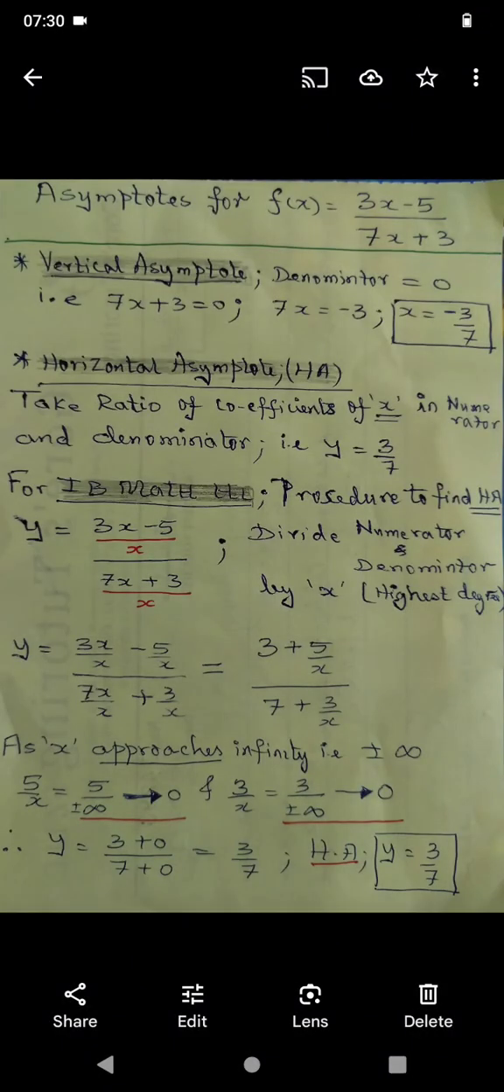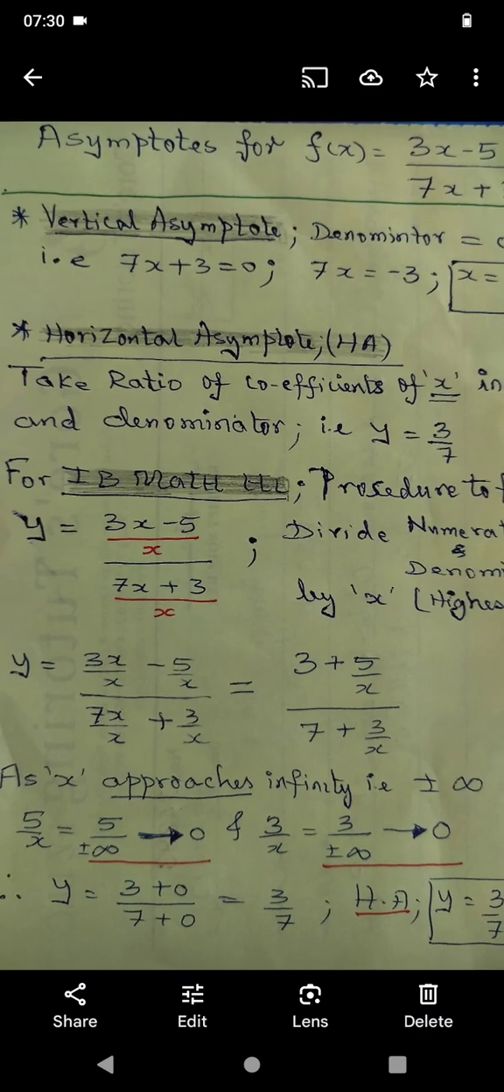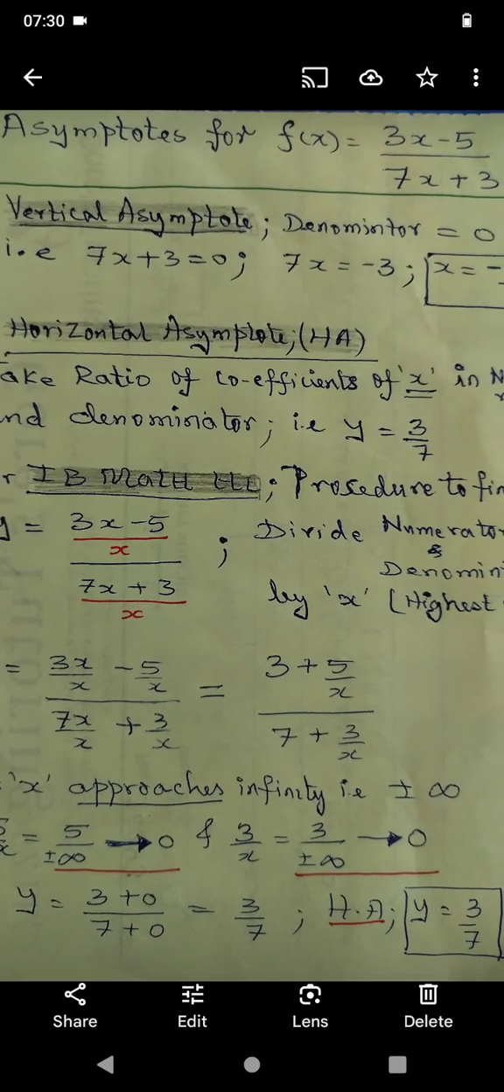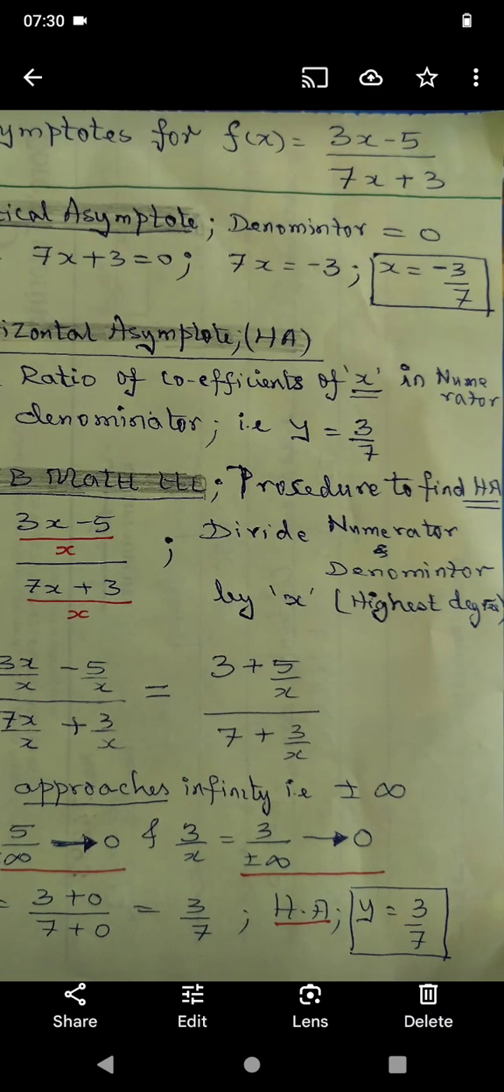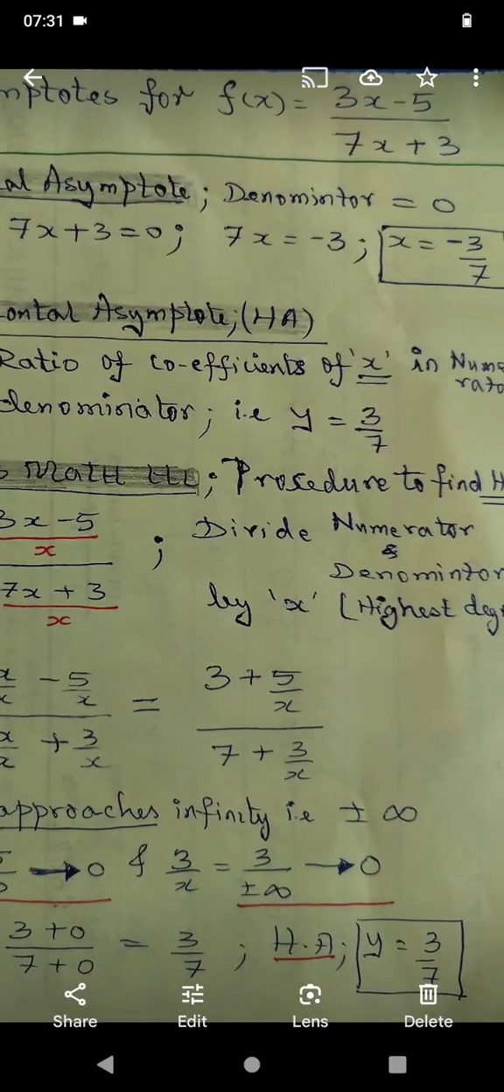Hello, today we will see how to find asymptotes, both vertical and horizontal asymptotes, for the equation f of x is equal to 3x minus 5 over 7x plus 3. Now, as you know, the vertical asymptote can be easily found by equating the denominator to 0. As you can see, I have written it down: vertical asymptote, denominator equated to 0.